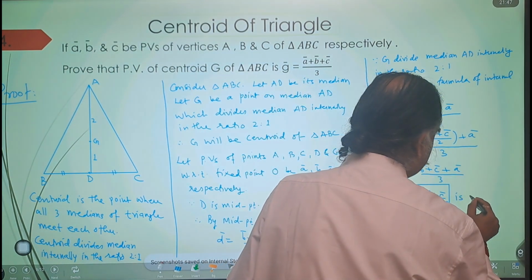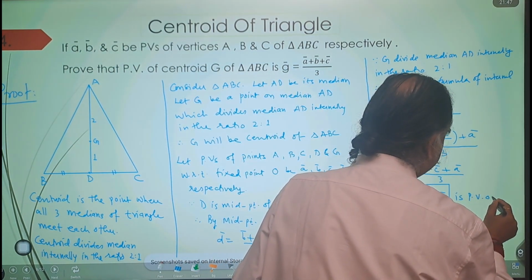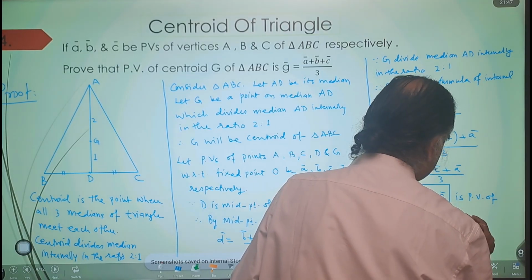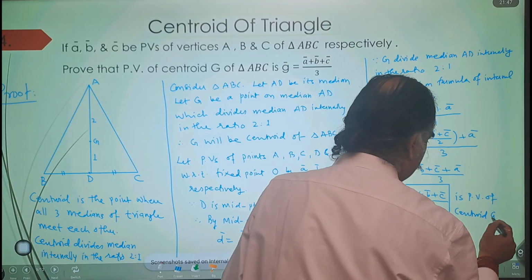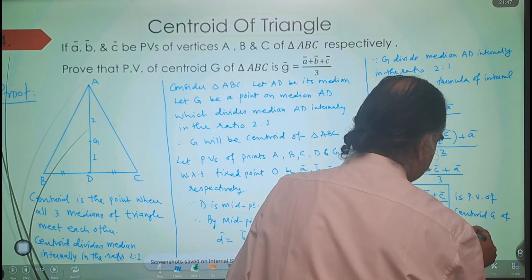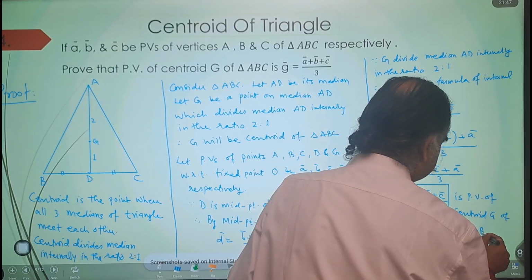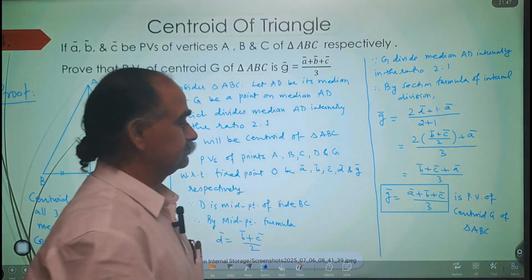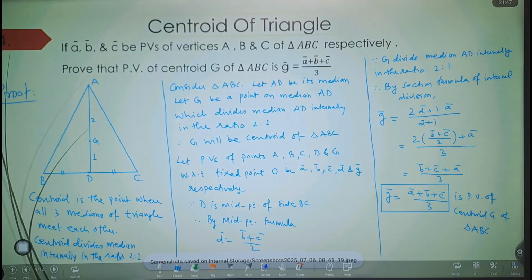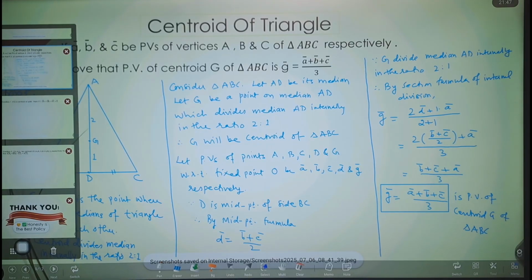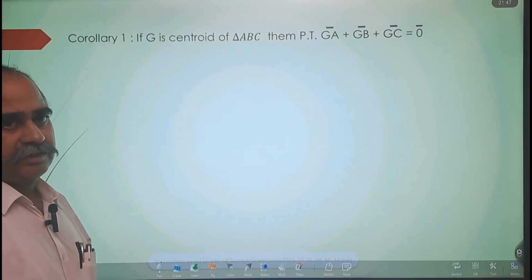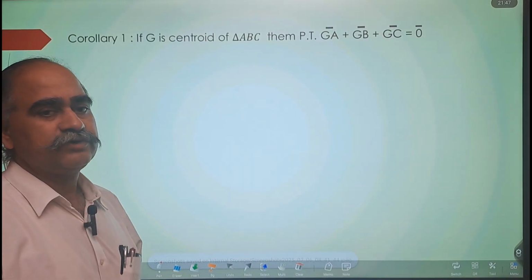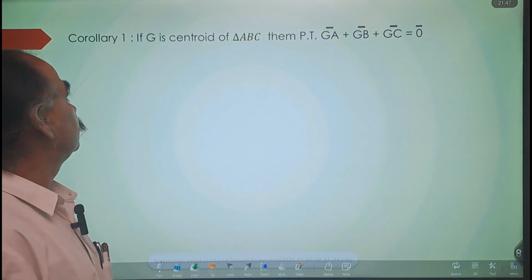A bar plus B bar plus C bar upon 3 is the position vector of centroid G of triangle ABC. There are two corollaries based on this centroid. Corollary means sub-theorem. To prove corollary, we have to use the theorem as a formula.